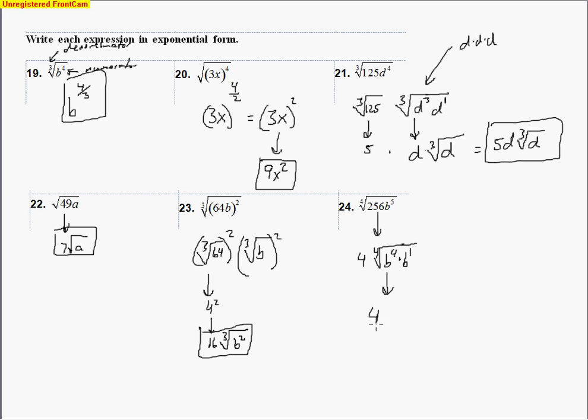So my answer is going to be 4b, because the 4th root of b to the 4th is just b, because b is the number that multiplies to make b to the 4th. We're going to multiply 4 of them together, times the 4th root of b. So that would be the answer there. Let's take a look at the last problem.